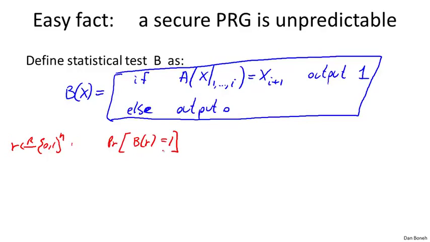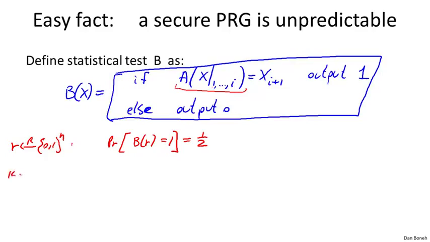Well, for a truly random string, the i plus first bit is totally independent of the first i bits. So whatever algorithm A is going to output is completely independent of what the i plus first bit of the string R is. And so whatever A outputs, the probability that it's going to be equal to the random, independent bit x_{i+1} is exactly 1/2. In other words, algorithm A simply has no information about what the bit x_{i+1} is, and so necessarily the probability that it's able to predict x_{i+1} is exactly 1/2.